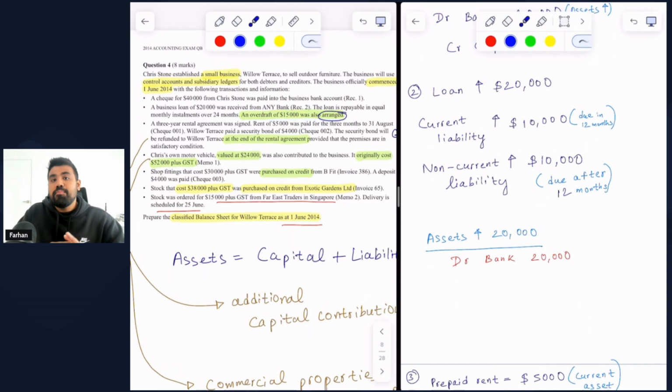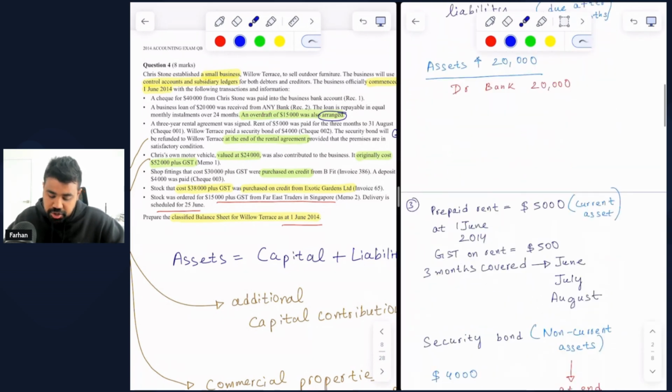This means if the business has no money left at some time in the financial year, the business is able to access $15,000 more from the bank account. So this hasn't happened yet. Okay, so we do not worry about this at the moment. This has no effect on any of the balance sheet things, which are assets, capital, and liabilities.